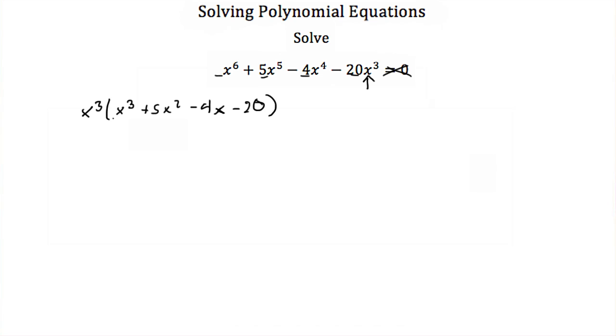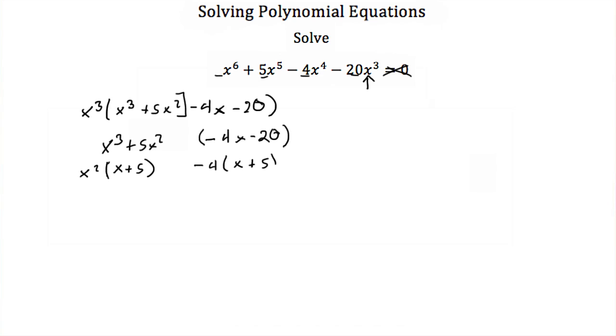Now we need to further factor what's in these parentheses. So first I'm going to try grouping. I'm going to group these two together. So if we have x cubed plus 5x squared, I can factor out an x squared. So we'd have x squared times x plus 5. Now hopefully we can get an x plus 5 out of the other side. So we have a minus 4x minus 20. I can factor out a negative 4. If I do that, I get negative 4 times x plus 5, which is what we were looking for.